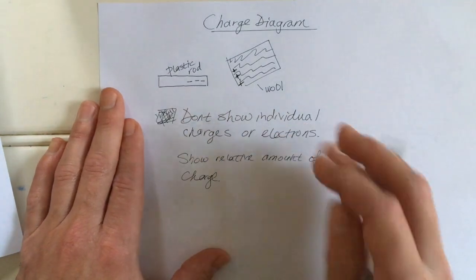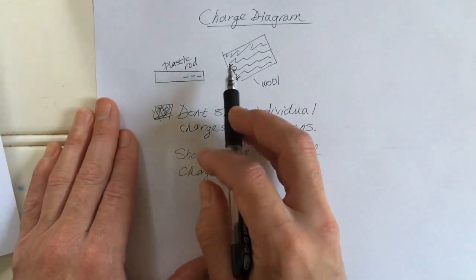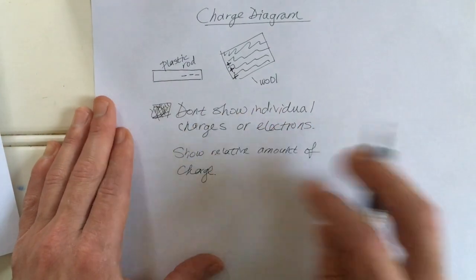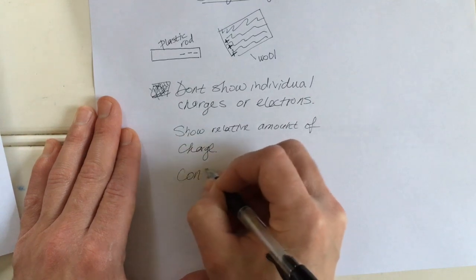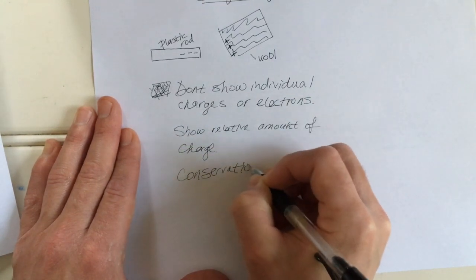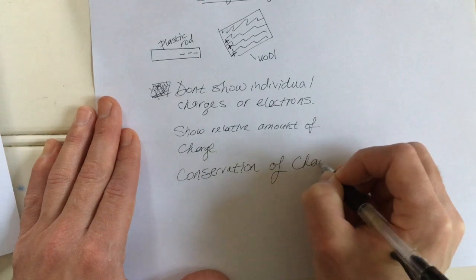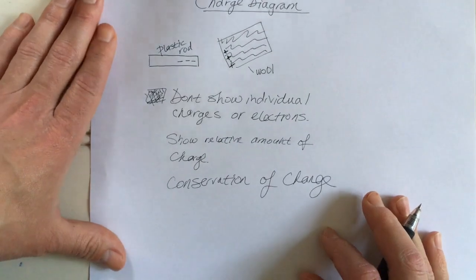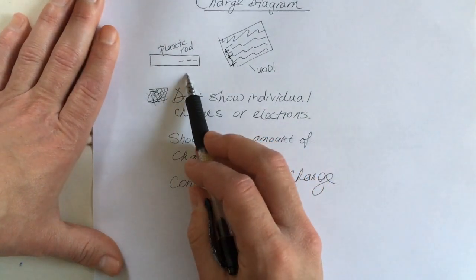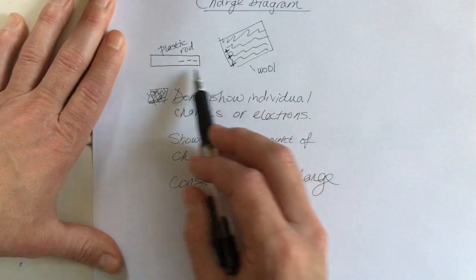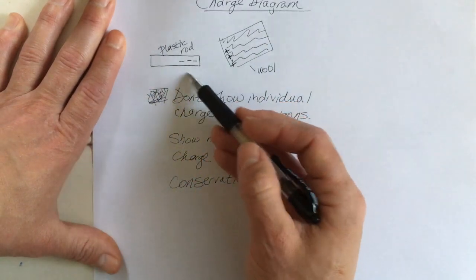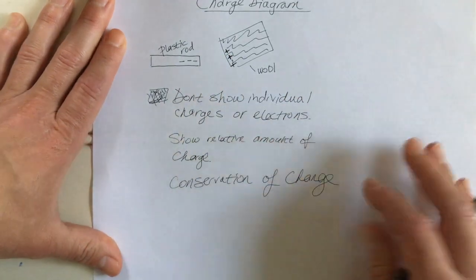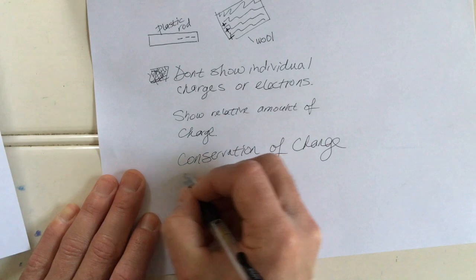But it also shows something else. Notice that there's three negatives over here, and three positives over here. So it has to balance, right? And that's called the conservation of charge. Another conservation law coming at you. What that means is that if this object gained three negative coulombs, or three electrons, then this object had to lose three coulombs, or three electrons.